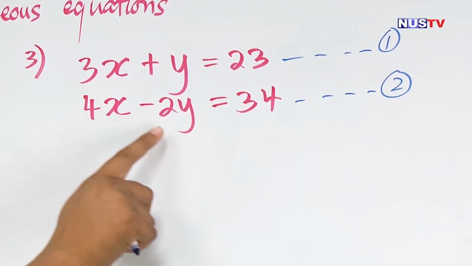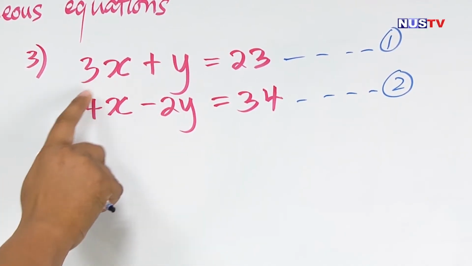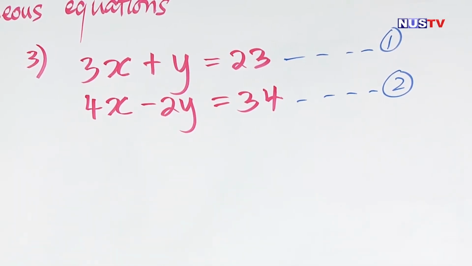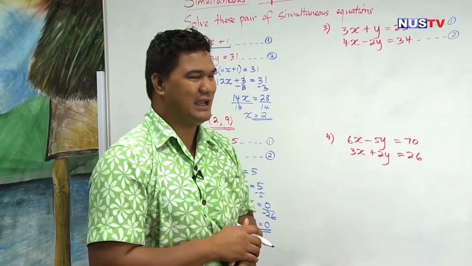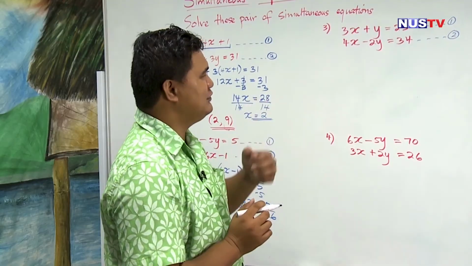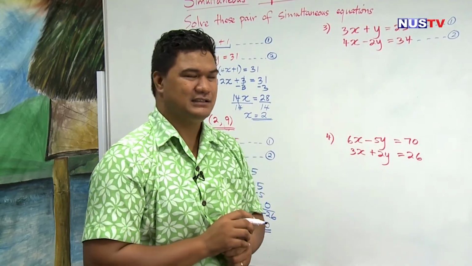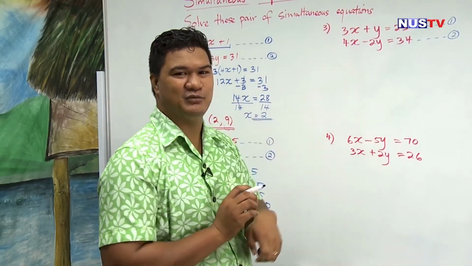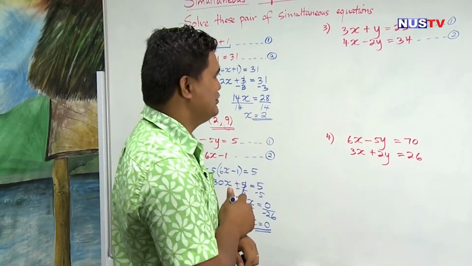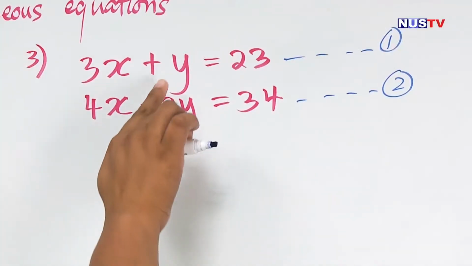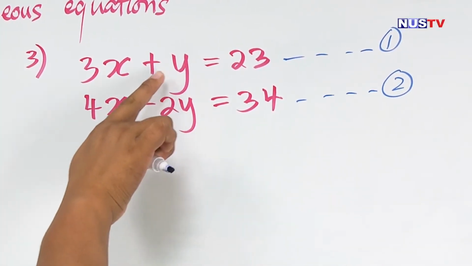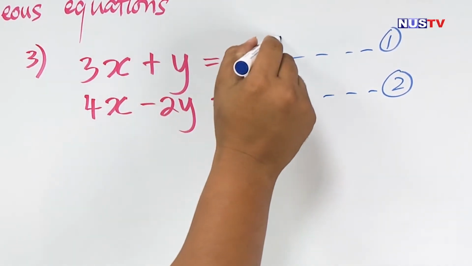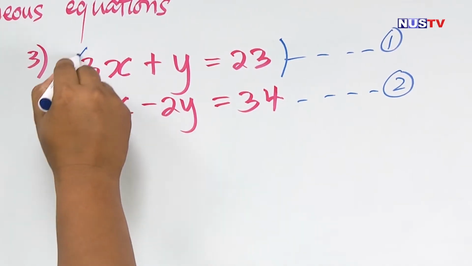So looking at these figures, we have 3x there and 4x here. That's a y and a negative 2y. So what we are going to do, we are going to find any idea that will make one of the variables the same in both equations. So I'm telling you what I meant. In this case, I am going to multiply the first equation by 2. So we want to eliminate the variable y.